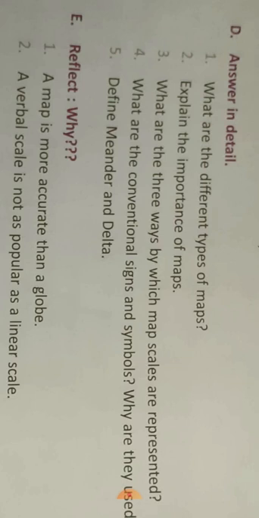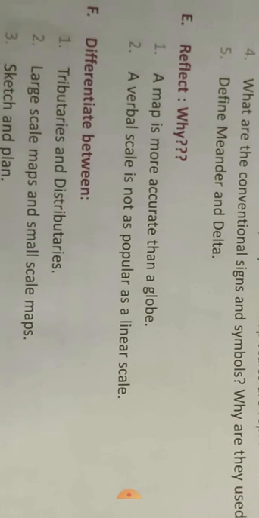Now, let's see Exercise E. Reflect why. A map is more accurate than a globe. Answer: a map is more accurate than a globe because it gives information about the Earth's surface in a simple graphical manner. Now let's see the second one. A verbal scale is not as popular as a linear scale. Yes, a verbal scale is not as popular as a linear scale because it does not give the accurate measurement.